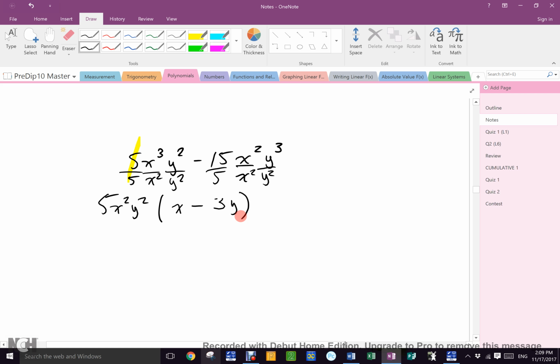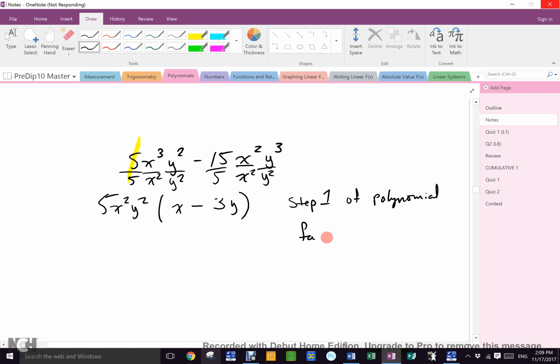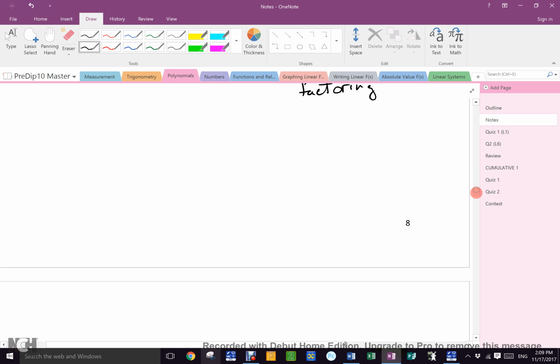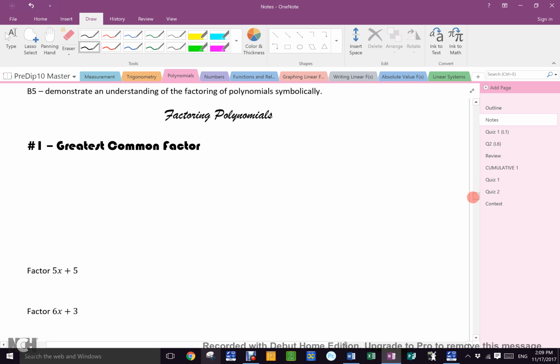Can everybody do it? Okay. This is step 1 of polynomial factoring. Now, if you can do that, you are in good shape. Turn the page over, and you should be looking at this page.